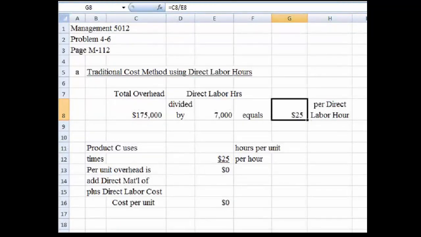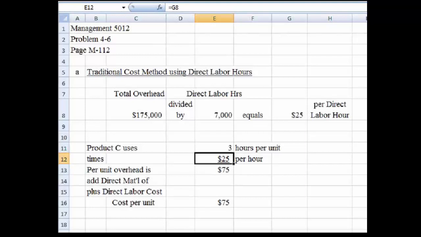That's $175,000 divided by 7,000 hours. Again in the book, product C is listed as using 3 direct labor hours. On the screen, 3 goes into the line product C uses. The formula on the next line brings the $25 per hour to the proper cell.